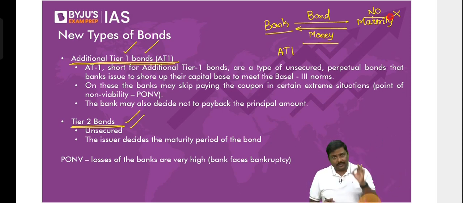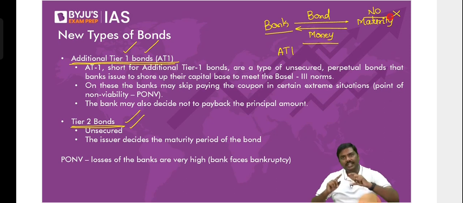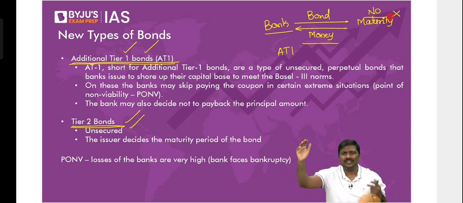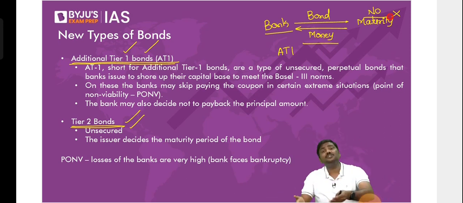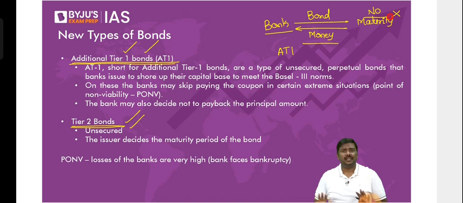I'll repeat it, so follow this very carefully. Additional tier 1 bonds are issued by the banks and money is collected. You can sell them to other institutions, etc. The bond will be there in the market. It doesn't have any maturity period. When the bank wants to repurchase it, it is entirely left to the bank itself. You cannot tell the bank, after 3 years take it back, or after 5 years take it back.